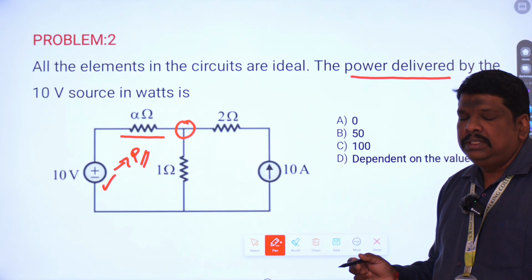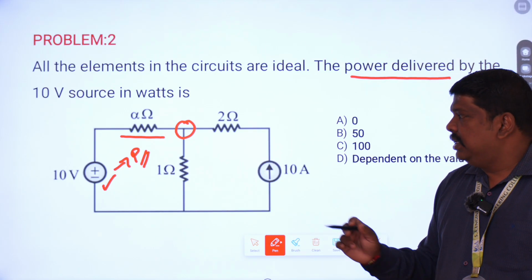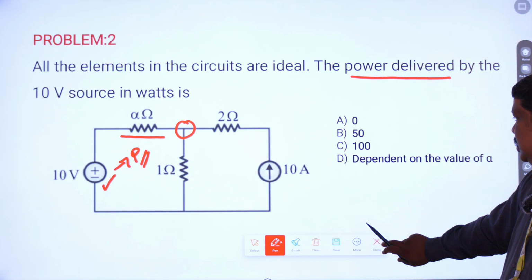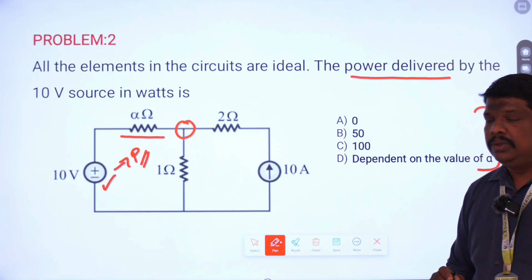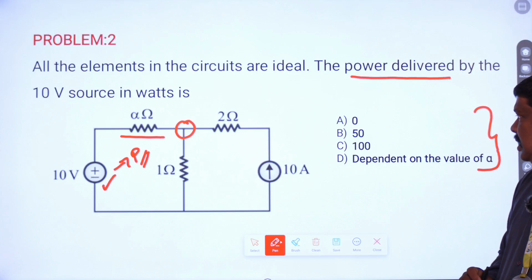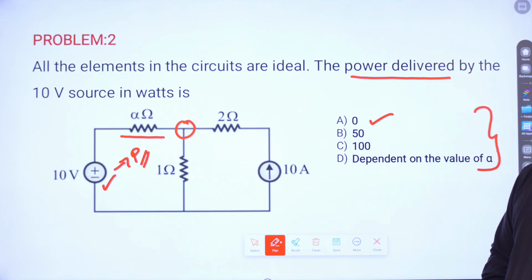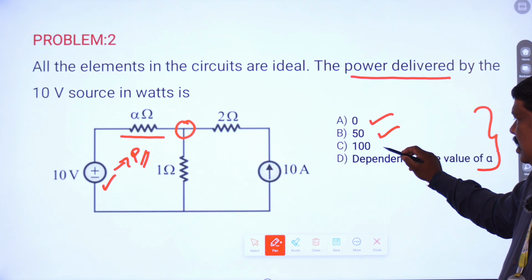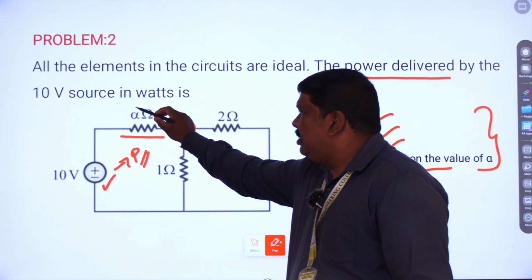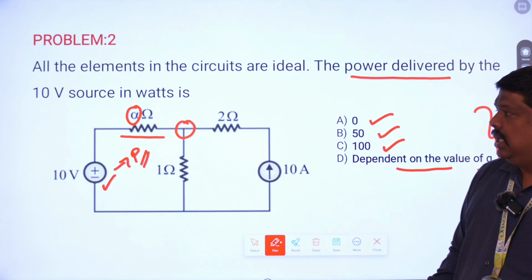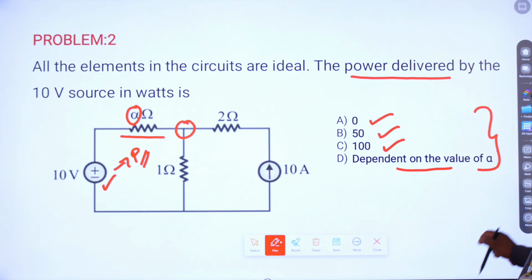In nodal analysis, we can simply find the power delivered by the 10 volt voltage source, and the options are given. This question was already asked previously. The power delivered by the 10 volt source is 0, or 50, or 100, or depends upon the value of alpha. Based on alpha, the power value will be decided. We are going to calculate which option is correct.